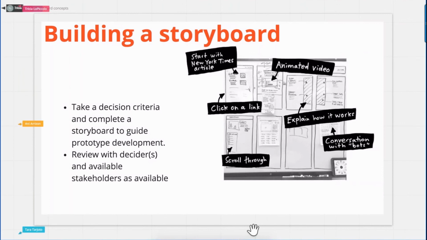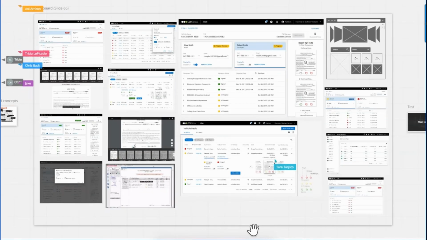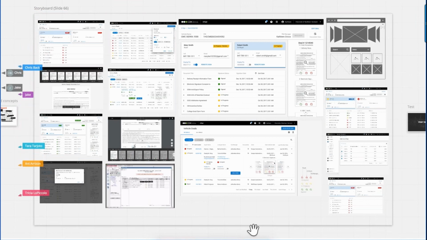On day four, it's time to storyboard. And this really guides the prototype. We often use the frames tool within Real-Time Board to aid in tagging our decision criteria and building a storyboard for stakeholders and development to follow. Here you're seeing an example of a frame of a multitude of screens getting ready for our prototype.